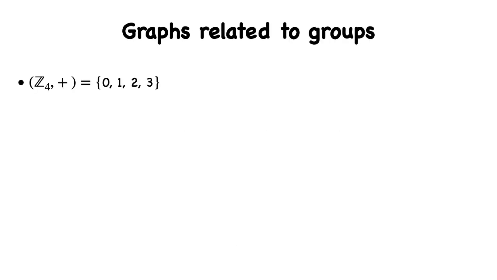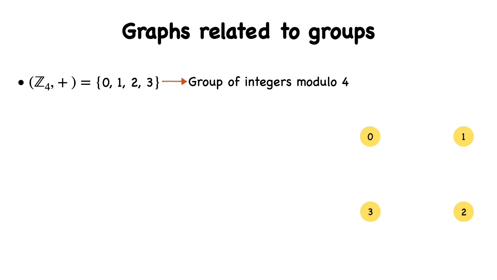Let's see the graph related to groups. Given the group of integers modulo 4, let's construct a graph whose vertices are technically the elements of the group. Now, about the edge placement here, because I can write 2 as the sum of 1 two times, I'll be placing an edge between 1 and 2.